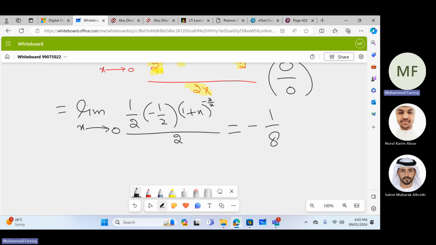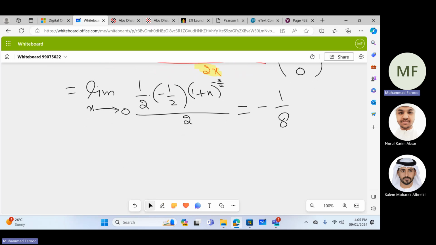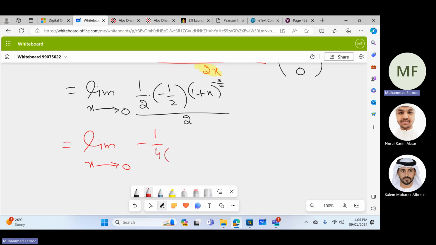Doctor, should we take it down or just substitute? Substitute is fine. But it's better to make the power positive. Okay, just for your understanding, I can simplify first and then we can evaluate the limits, please. So this is limit x approaches to 0. 2 times 2 is 4, so minus 1 by 4. Bring it down, 1 plus x power positive 3 by 2. This divide 2, I can change to multiply. So it becomes 1 over 2. And now you can substitute this.